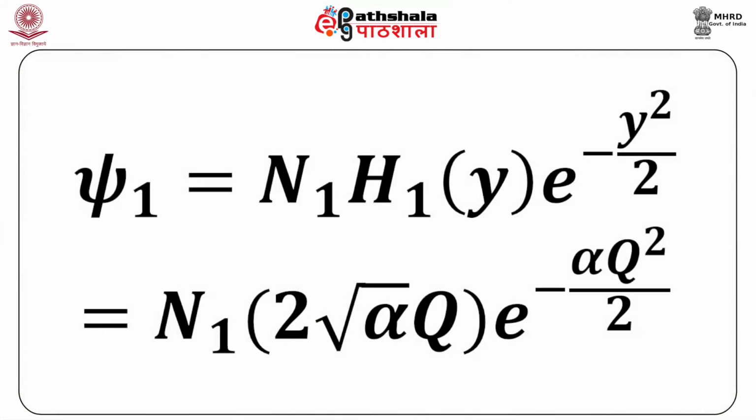It follows that psi 0 transforms as the totally symmetric irreducible representation of the relevant point group. The excited state wave function similarly is psi 1, and this is equal to N1 into H1 as a function of y, e raised to the power of minus y square by 2, and this can be written as N1 into 2 into square root of alpha q, because H1 as a function of y is equal to 2y, and since y is equal to square root of alpha into q, we have written this, and exponential minus alpha q square by 2.